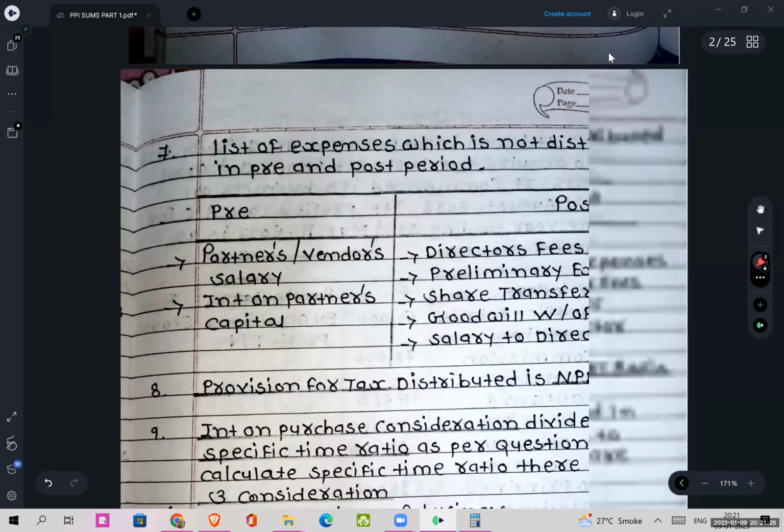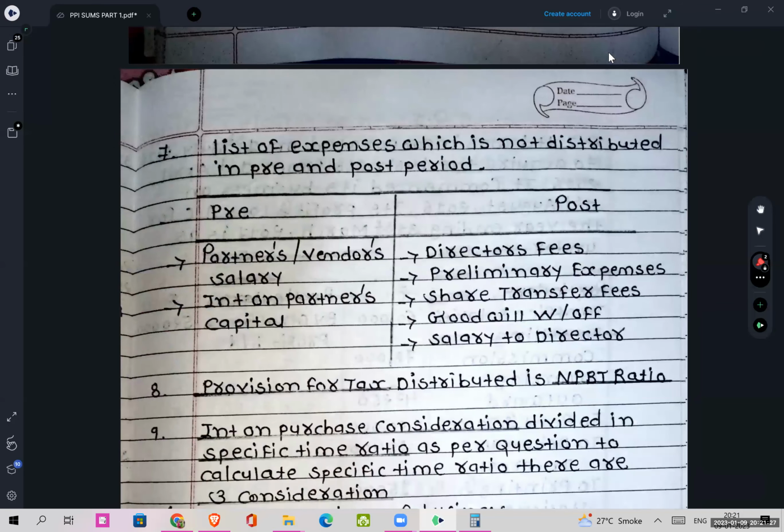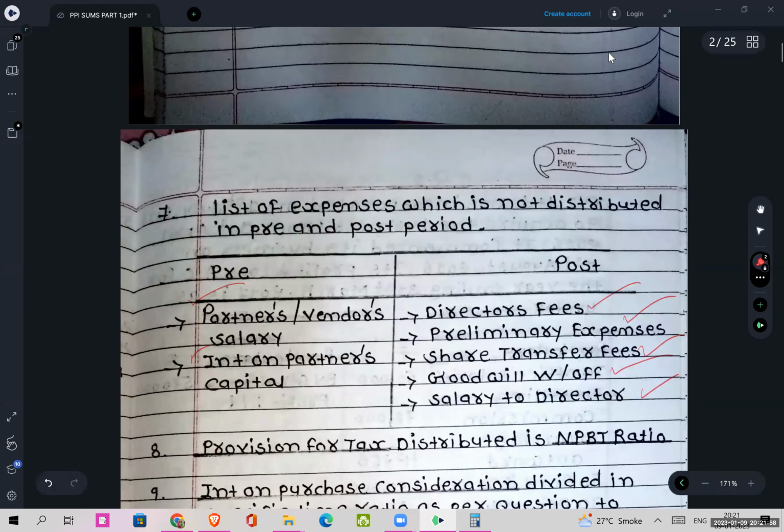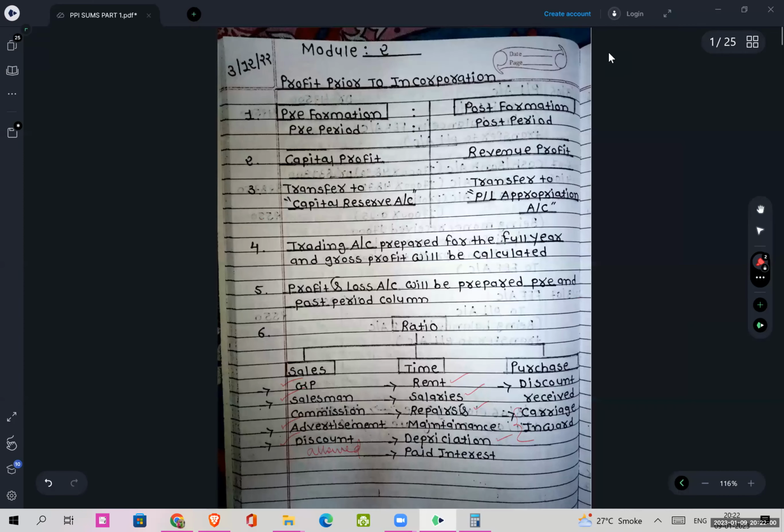These are some of the lists that we had discussed, a list of expenses which are not distributed in the pre and the post period. So we have partner's salary, which will be identified only in the pre period, and interest on partner's capital. And in the post period, only these expenses will be relevant: director's fees, preliminary expenses, share transfer fees, goodwill write-off, and salary to the director of the company. So this was the summary.